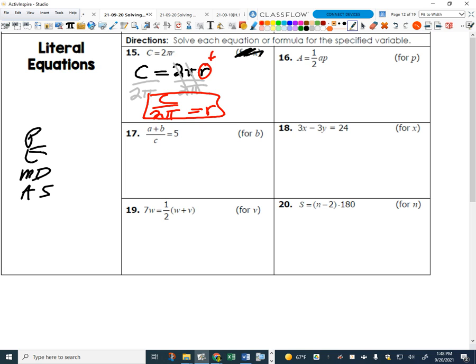Now, there's a formula I could use. If I know the circumference, all I have to do is divide that circumference by 2 pi, and it's going to predict the radius. You get the idea? Okay? Same kind of thing as if I were going to do it in physics.